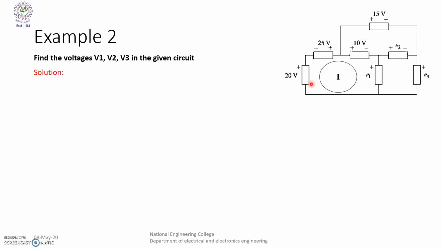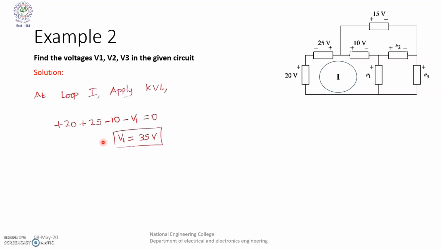Now if we apply KVL here, we will take the outgoing current 30. So the equation will be plus 20 plus 25 minus 10 minus V1 is equal to 0, which gives V1 is equal to 35.